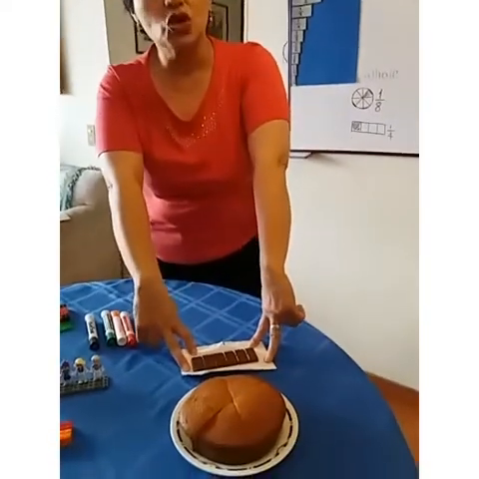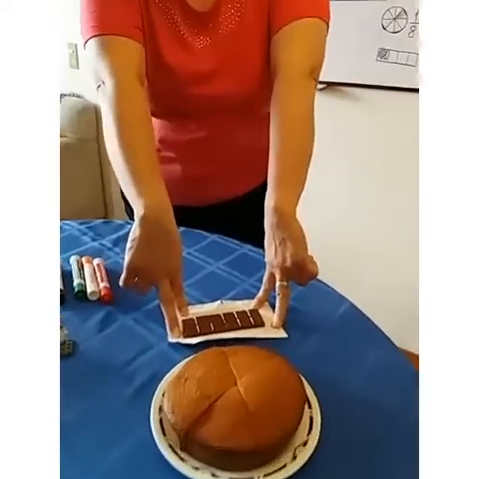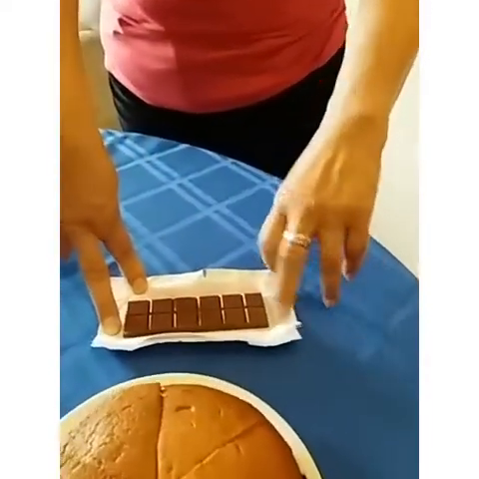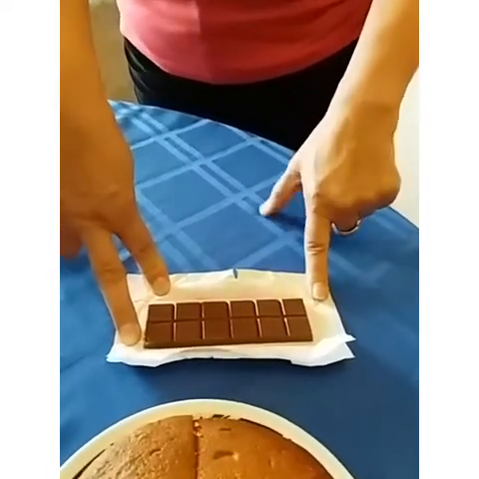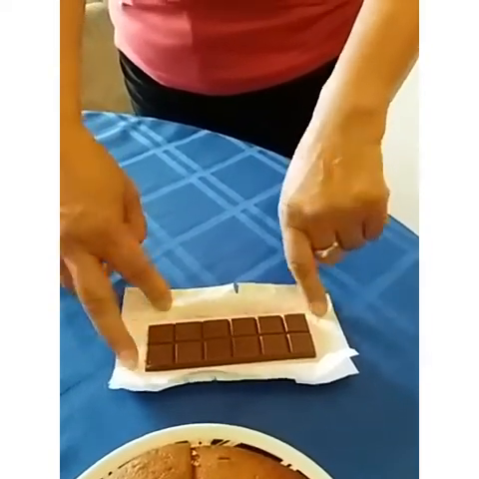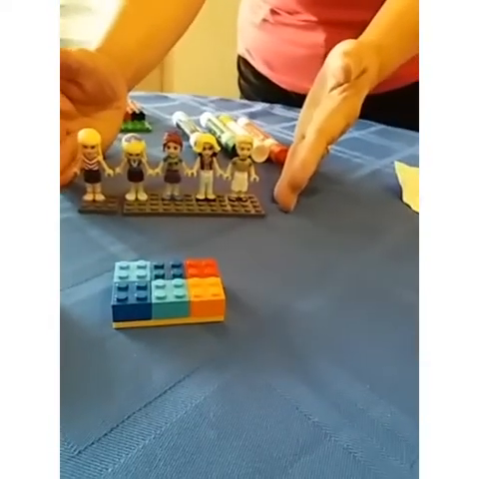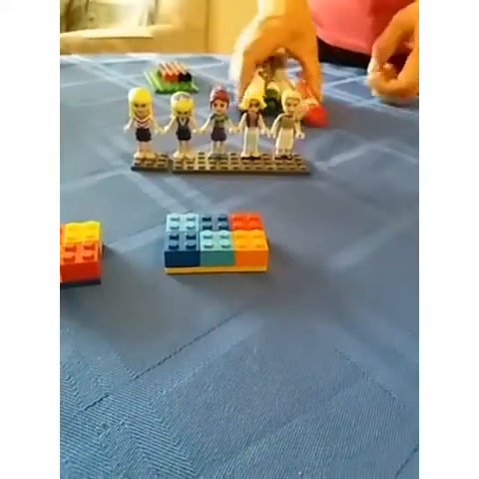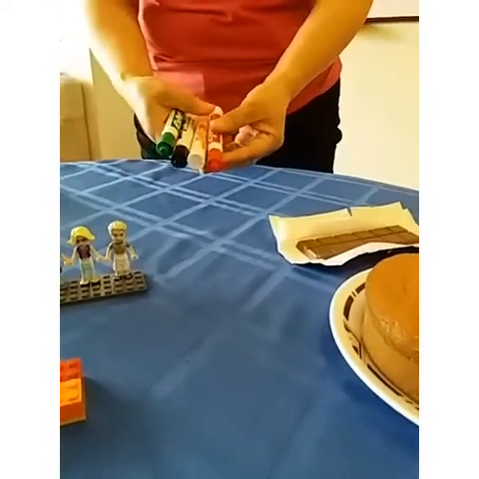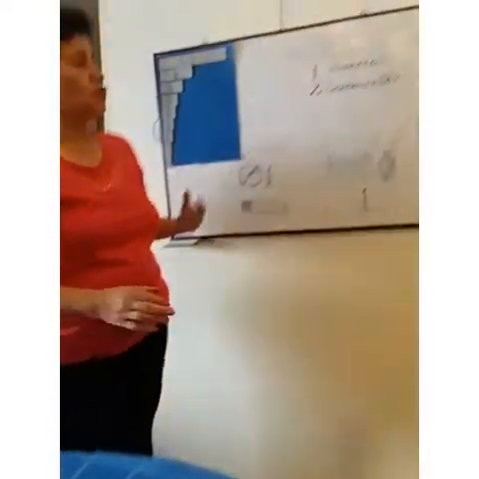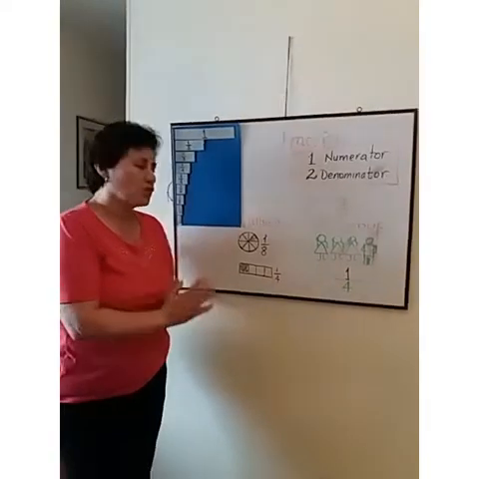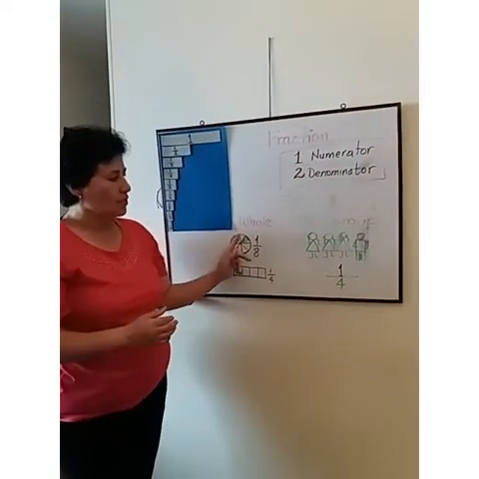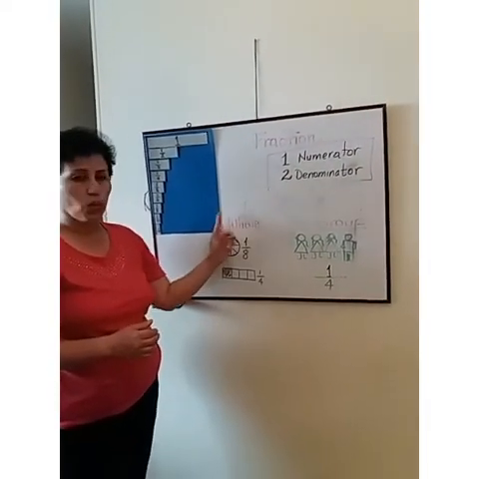In the piece of chocolate, the denominator will be 12. There are 12 equal parts. In the people, 5 people. In here, 6. The number of markers, 4. So if you see, when we are talking about fractions, fractions can represent part of a whole.